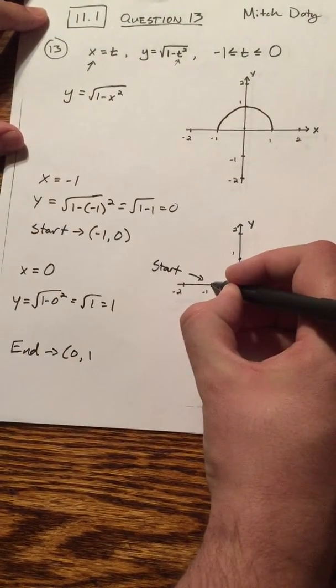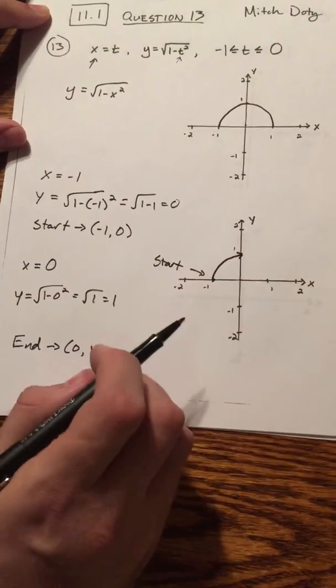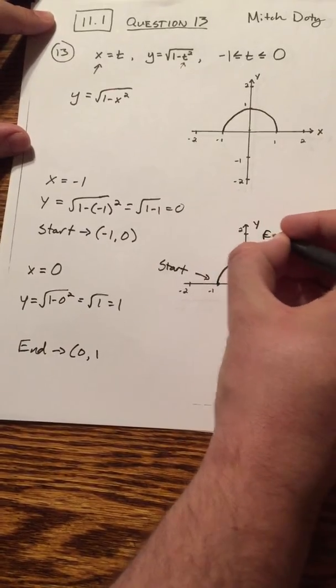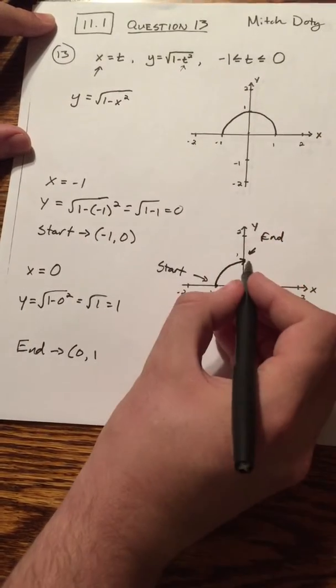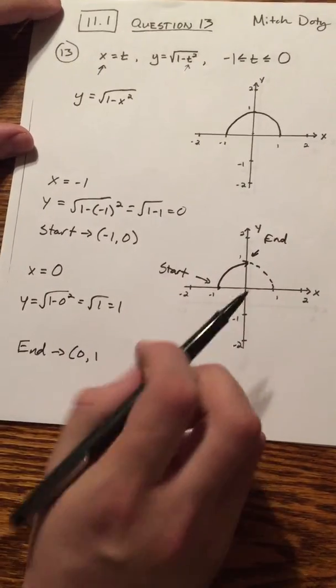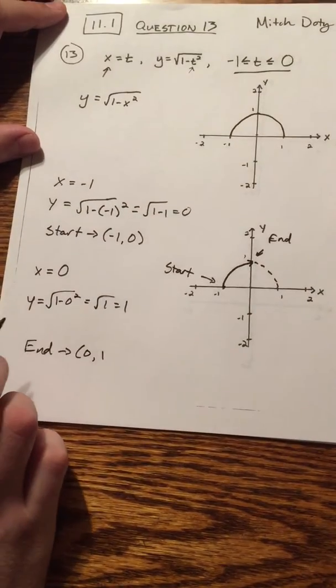is just, boop, that little guy right there. That's it. And this bit over here, although it's part of our Cartesian equation, is not defined by these parameters.